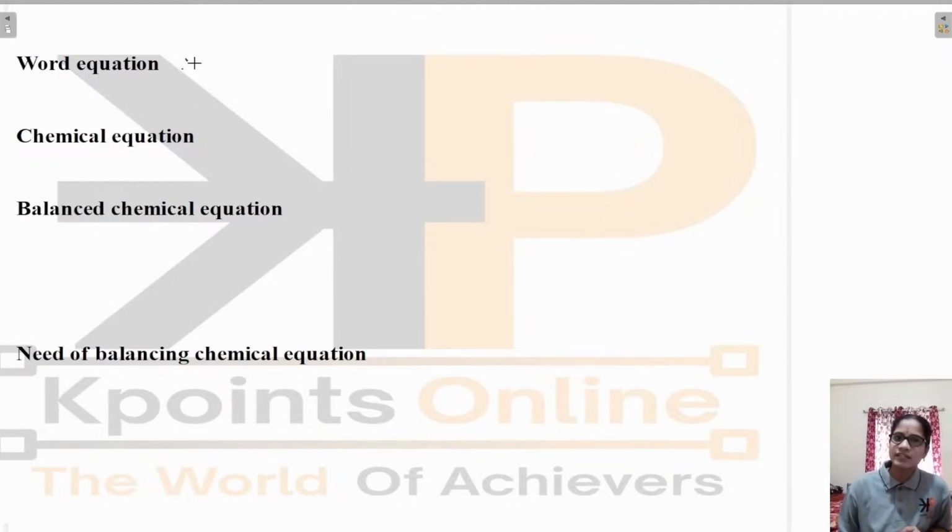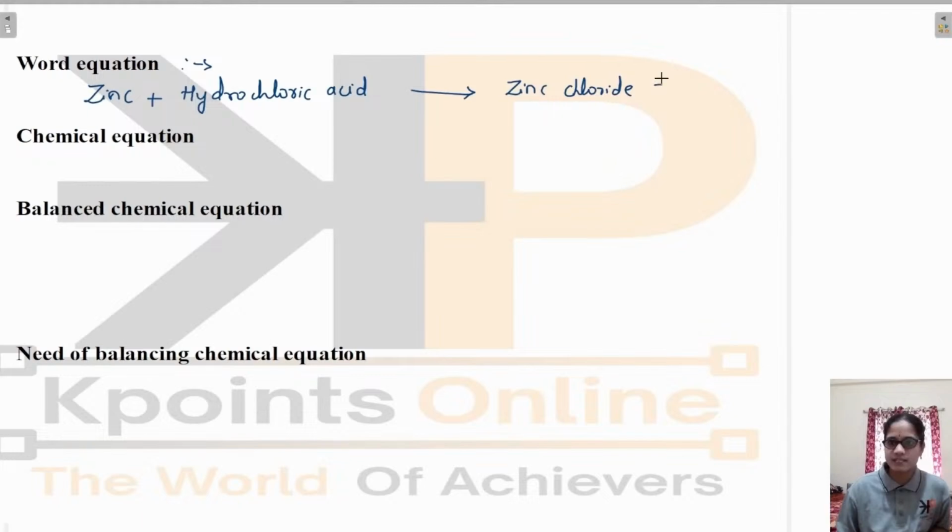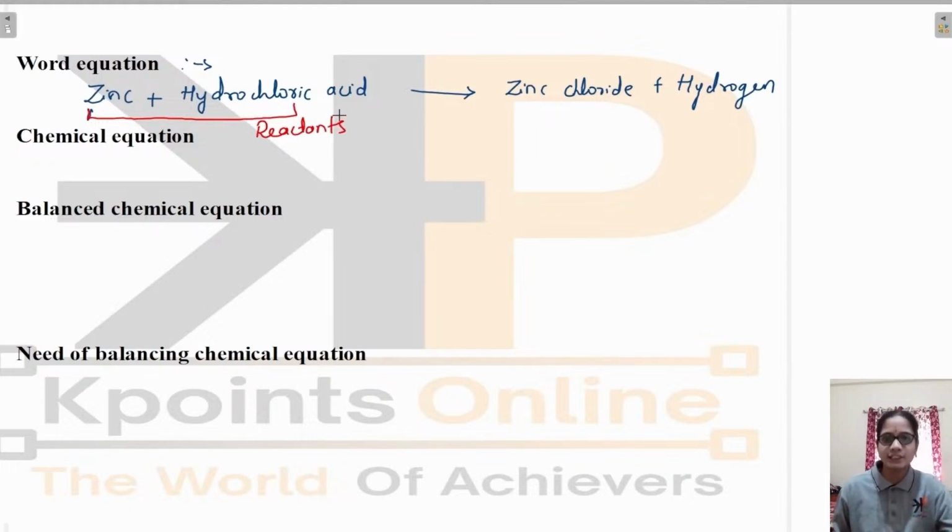In the two cases we have seen the reactions. In the first case, zinc reacts with hydrochloric acid to form zinc chloride and hydrogen gas. So now I have represented the reaction in a simple form. These substances which are undergoing the reaction are called reactants. These are represented on the LHS. And the substances that are formed after the reaction are called products.